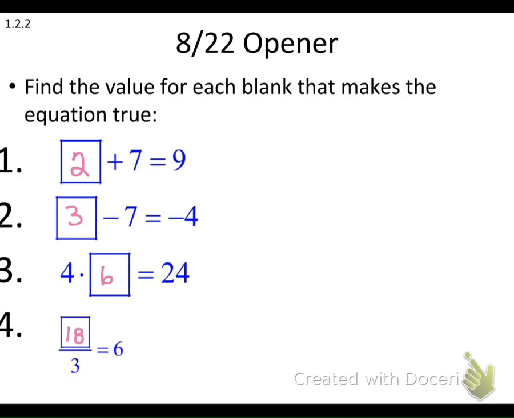Okay? So although we're dealing with easy or smaller numbers now, it was pretty easy for us to figure out what the missing value was. But when we get to larger numbers, it's going to be a little bit more difficult. So that's your opener for today. Quick, short, to the point.